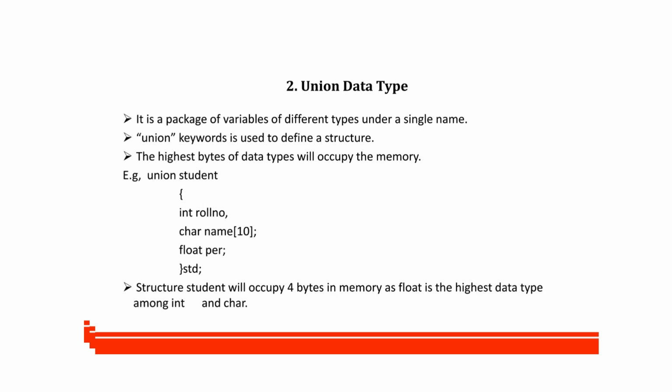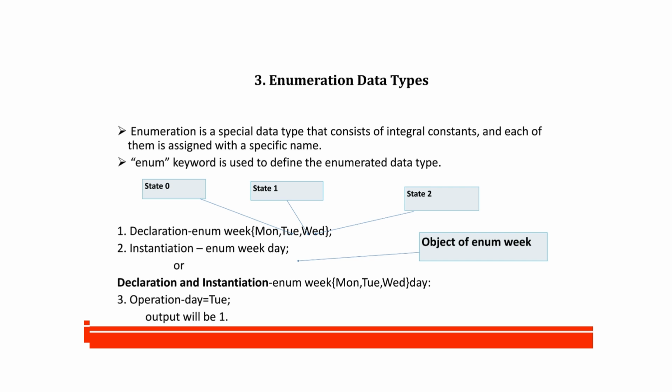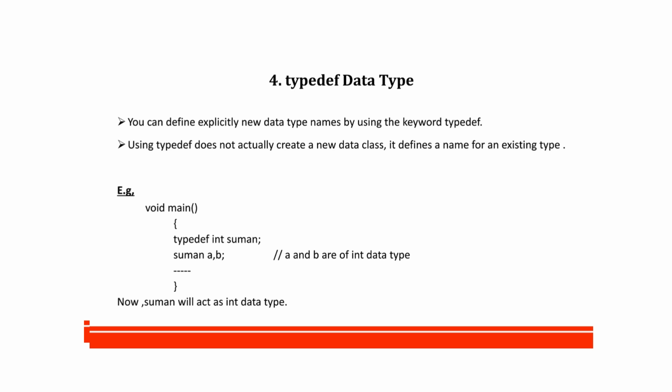The last one is typedef. It is used to redefine the existing data type names. Basically, it is used to provide new names to the existing data types. The typedef keyword is used for this purpose. The syntax of the typedef is typedef existing name and new name with a semicolon.